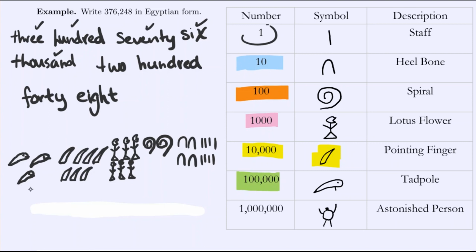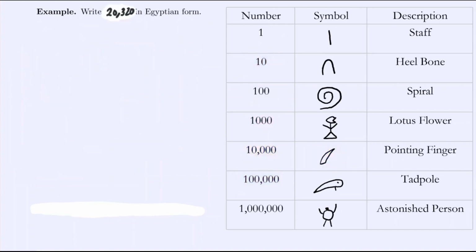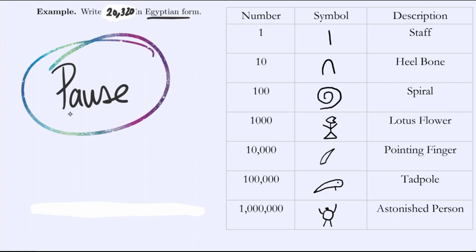300,000, 70,000, 6,000, 200, 40, and then 8, added all together, gives us 376,248. Now, just for additional practice, why don't you take a moment to write 20,320 in Egyptian numerals? And for this, I recommend you pause the video now, do the problem, and then unpause to check your work.